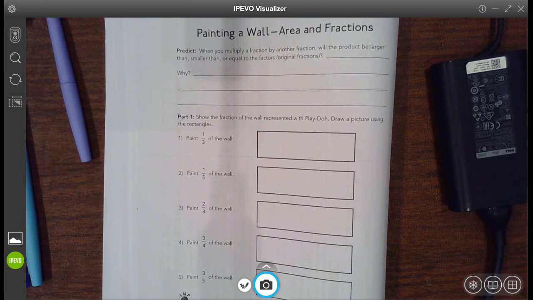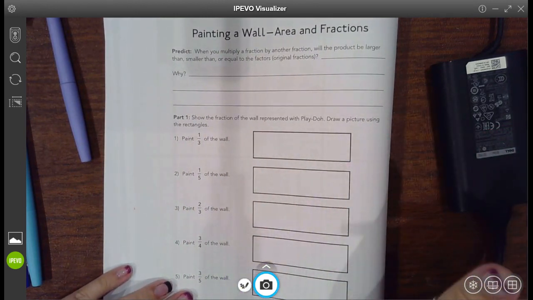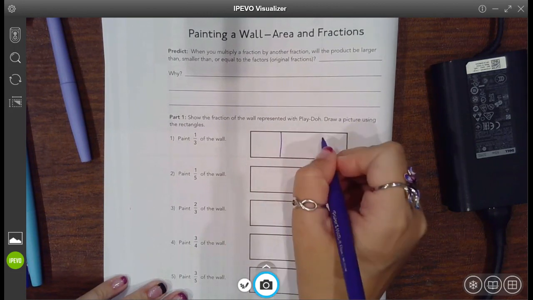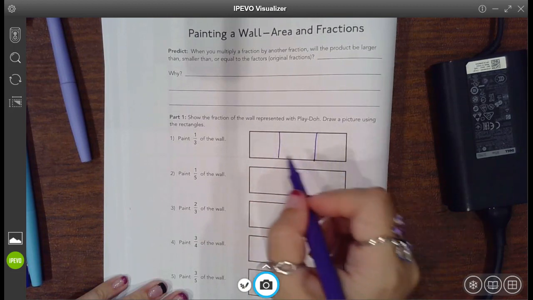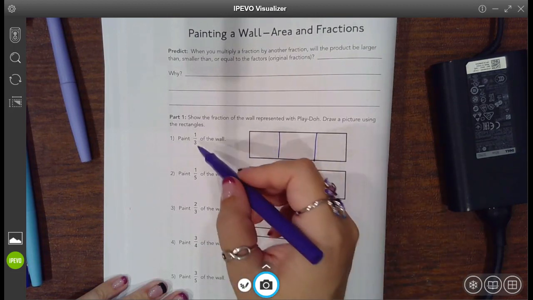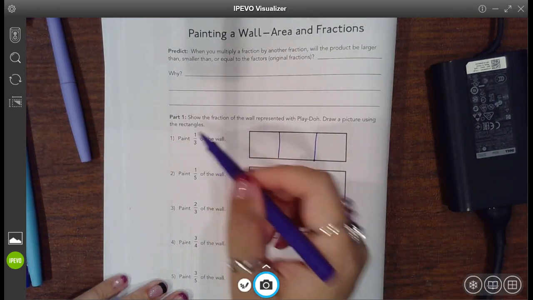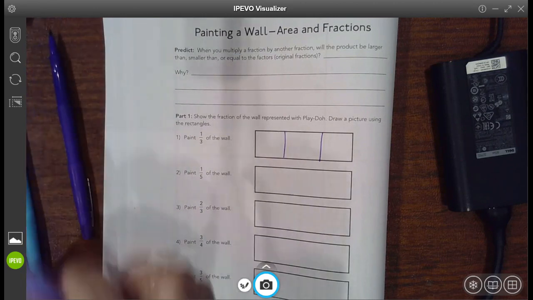First of all, let's picture what we have, okay? Let's say that this is a wall and we want to paint 1/3 of it. They're getting all artsy on us and they don't want to paint the whole thing. They just want to paint a third. So here's my whole wall and I cut it into 3 pieces because the denominator is how many pieces you're cutting your thing into. The numerator is then how many of those pieces you have, okay?